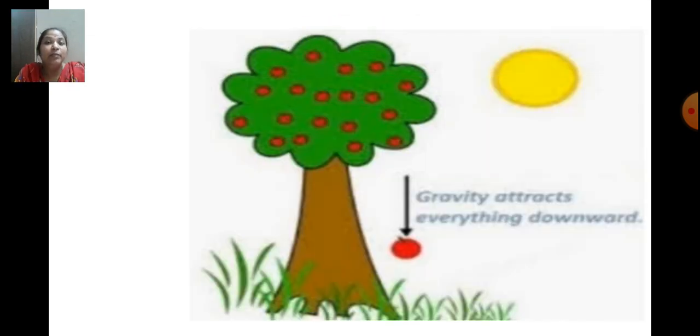And this is the picture of which force, children? Yes, this is the picture of gravitational force, because the apple is coming down towards the earth because of the gravitational pull of earth, which attracts everything towards itself.